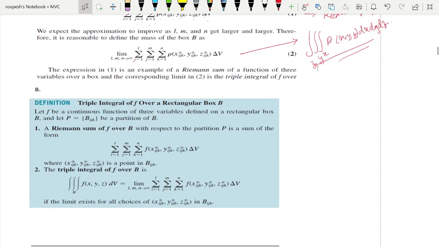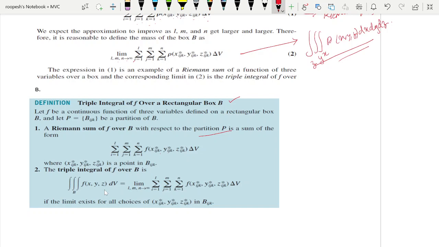So definition: triple integral of f over a rectangular box B. If f is a continuous function of three variables defined on a rectangular box B, and let P equal to Bijk be a partition of B, a Riemann sum of f over B with respect to the partition P is a sum of the form sigma i equal to 1 to L, sigma j equal to 1 to M, sigma k equal to 1 to N, f of x_ijk star, y_ijk star, z_ijk star into delta V, where this is a point in your considered rectangles, right?